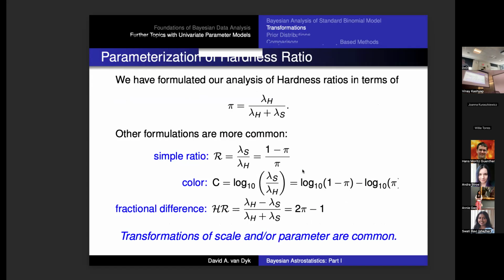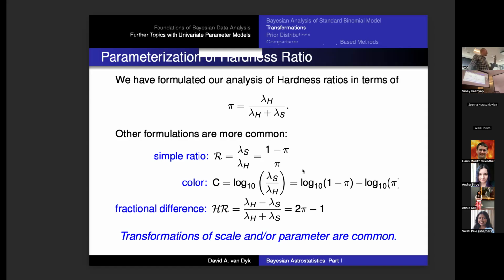Okay, so hardness ratios again. Another look at hardness ratios lets us illustrate another thing, which is transformations of parameters and how they affect things. We started with the hardness ratio, the relative expected counts, hard counts versus total counts. But sometimes this is quantified by the simple ratio, (1 minus pi) over pi, or lambda, over just the ratio instead of soft over hard. A color takes the logarithm of the simple ratio. And there's the fractional difference. All of these are different ways to summarize the hardness ratio.